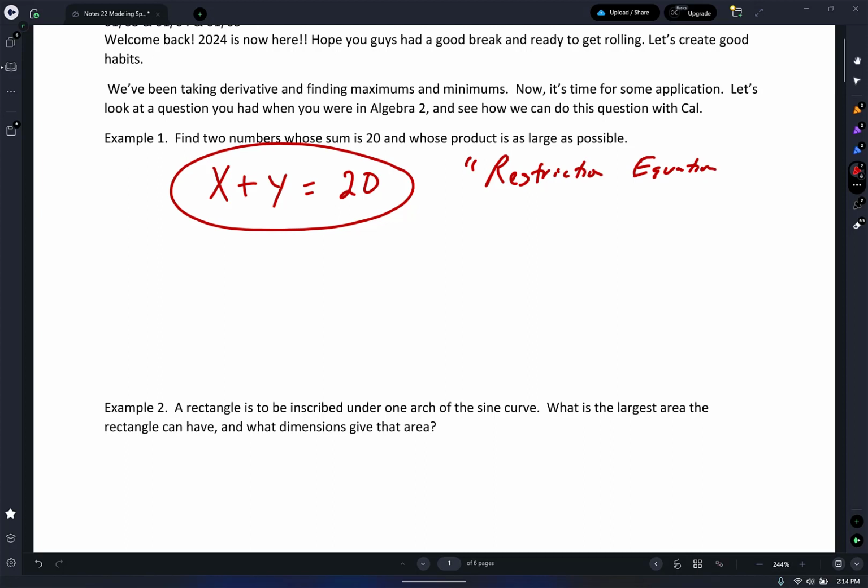And then what do we want? We want the maximum possible product. The product as large as possible. So product equals x times y. This is what I want the max of, so that is what I'm going to take a derivative of. I guess you could use product rule, but don't take a derivative with two letters. We're taking the derivative with respect to one letter. So what you do is you take your restriction.